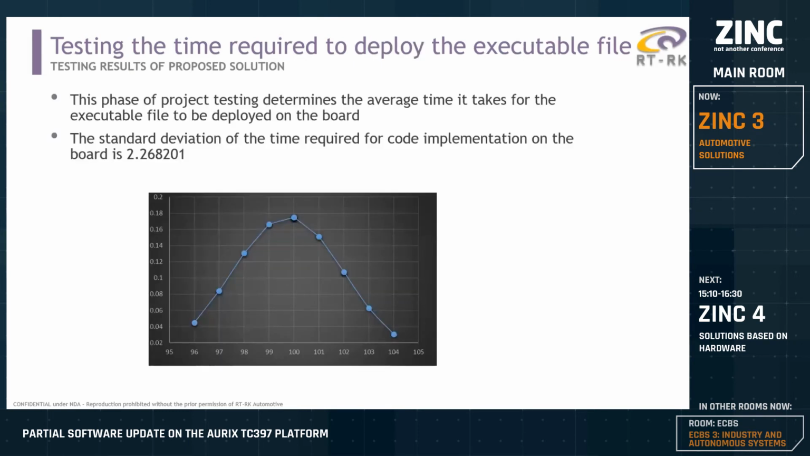The next phase of project testing determines the average time it takes for the executable file to be deployed on the board. The analysis of the data obtained by the experiment gives the average time required for the implementation of the executable file, and it is equal to 99.75 seconds. The standard deviation of the time required for code implementation on the board is 2.3 seconds. Based on the calculated normal distribution, a graphical representation of the obtained result is shown in this figure.